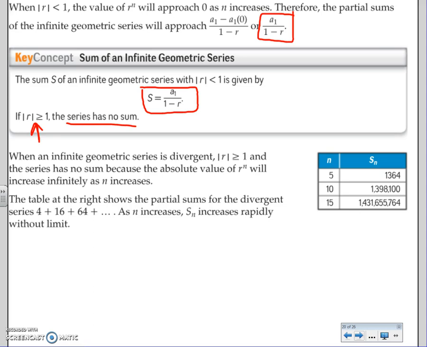When an infinite series is divergent, the series has no sum because the absolute value of r^n will increase infinitely as n increases. It just keeps getting bigger and bigger and bigger, and there's no way to add it up. The table on the right shows the partial sums for the divergent series 4, 16, 64, and so on. As n increases, S_n rapidly increases without a limit. So you can only sum a convergent series, not a divergent series, so the absolute value of r has to be less than 1.